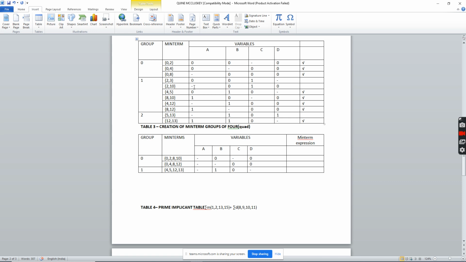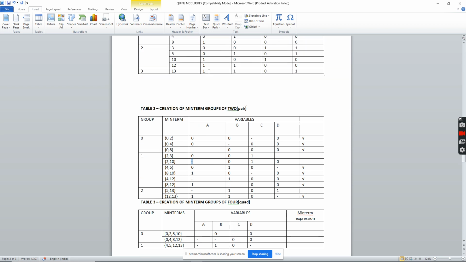4, 12 is done. 2, 10, can it be paired with anyone? 2, 10 has a dash here. It cannot be paired. Now between the first and second group, it is not over. 2 and 10 is probably over here. 0, 8, 2, 10 is also having a tick here. 0, 8, 2, 10 is already covered here. So this 2 and 10 will also be having one tick here.